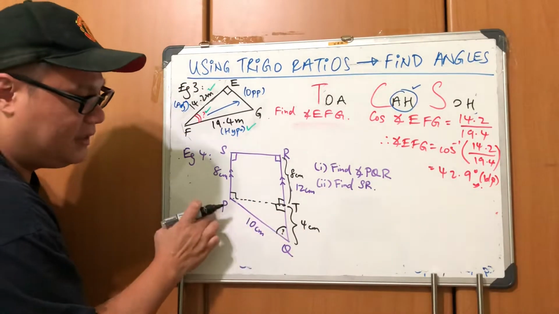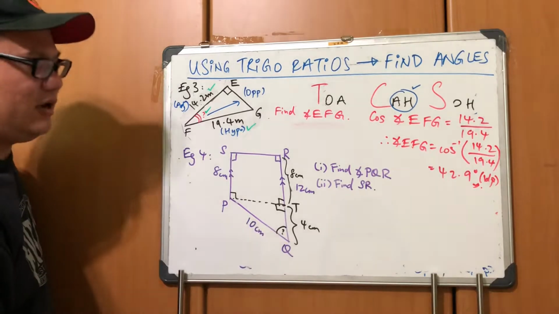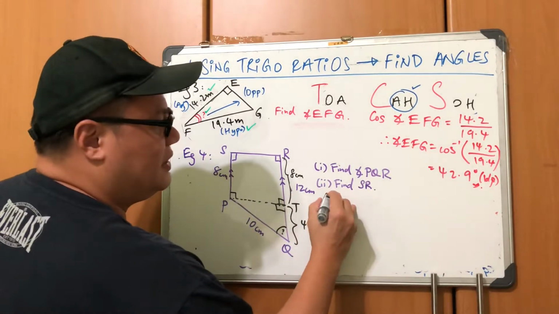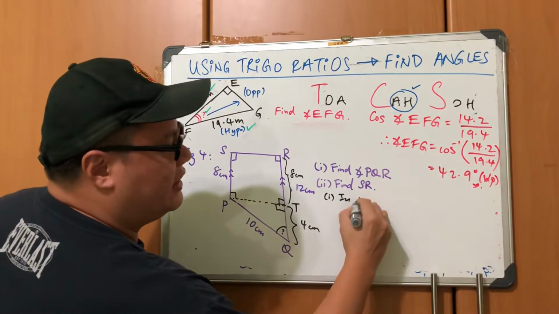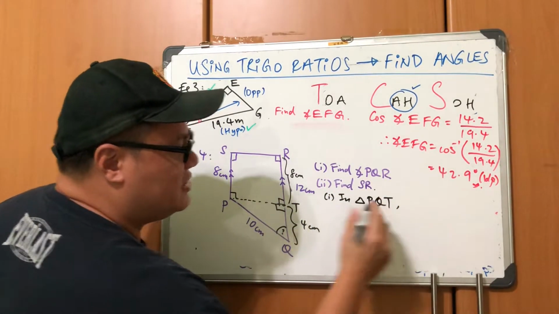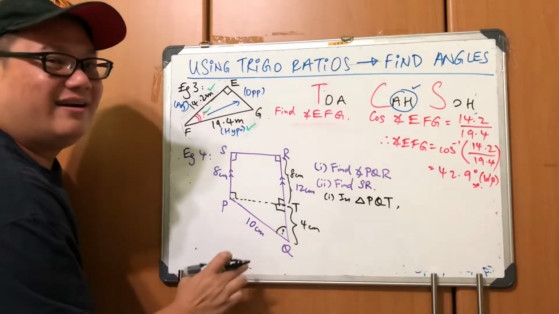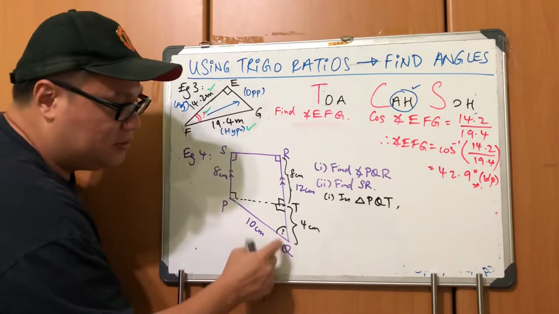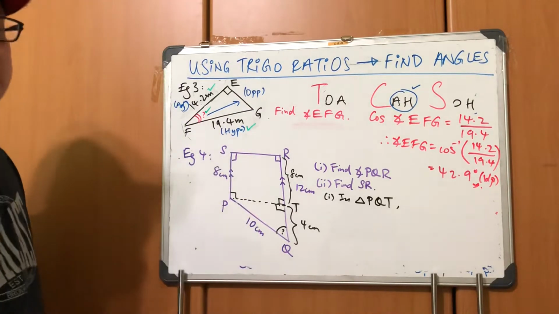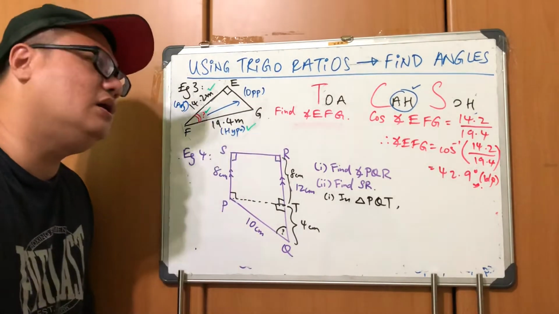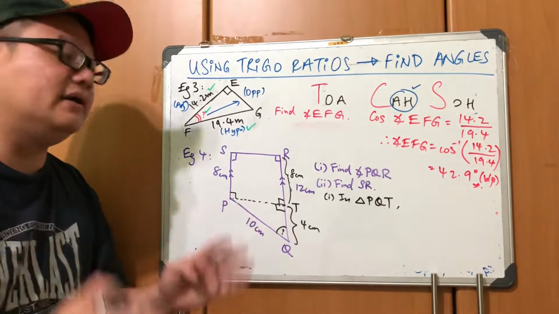Look at triangle PQT. For triangle PQT, we will use it to help us find angle Q. Because if you look carefully, PQT and PQR, the angle is the same. We are still talking about the same angle. So it doesn't matter how you label it, be it PQT or PQR, same angle.